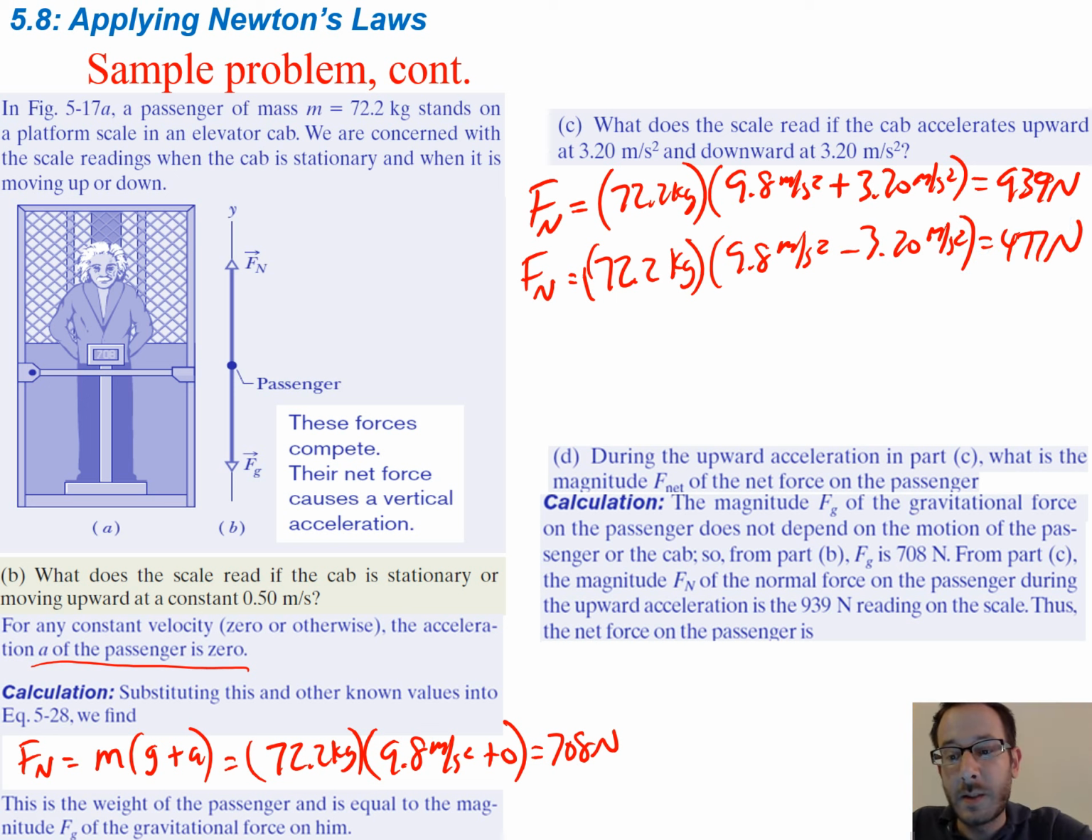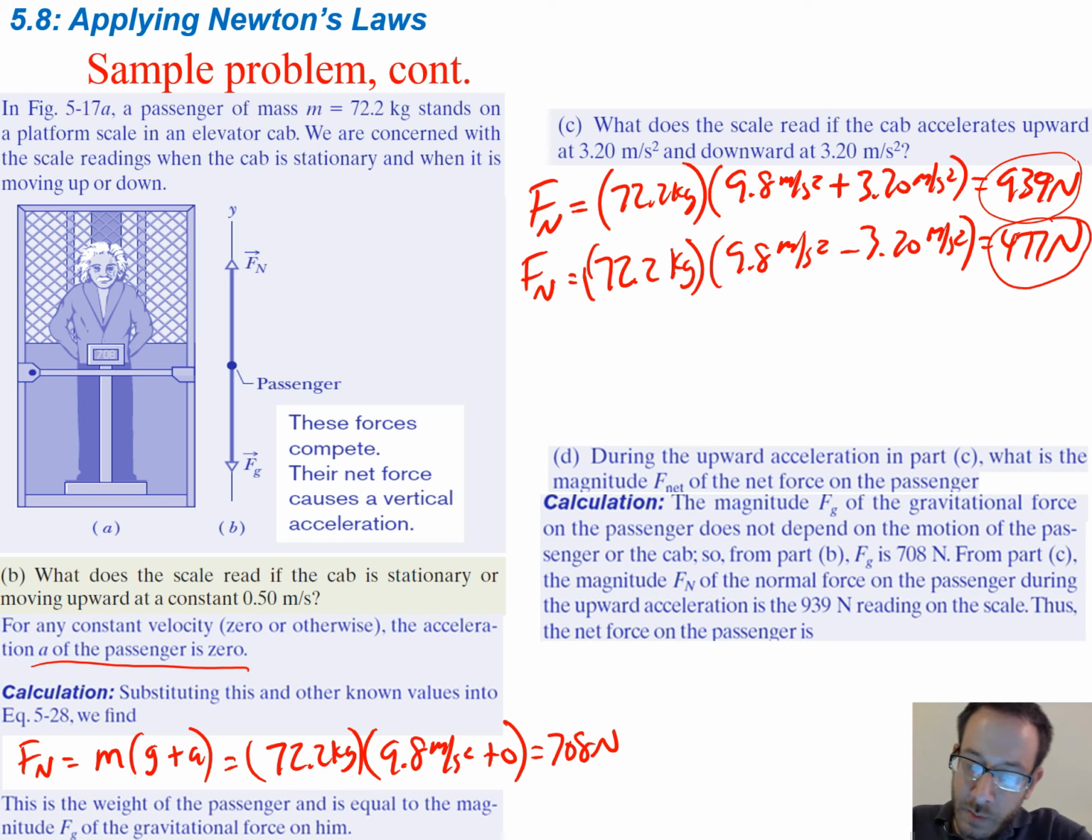So the reading on the scale is actually going to change. If he's accelerating upward, the reading on the scale is actually going to increase. If he's accelerating downwards, the reading on the scale is actually going to decrease, or he's going to lose weight.